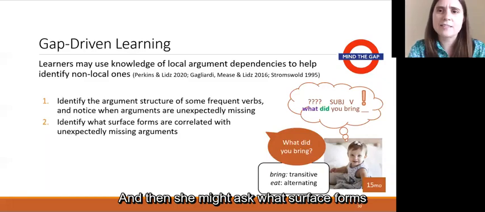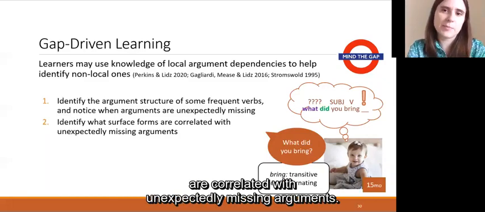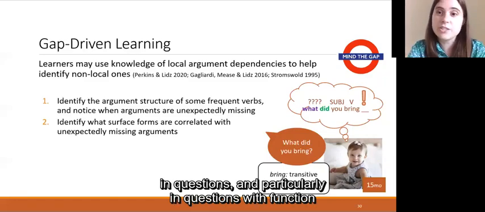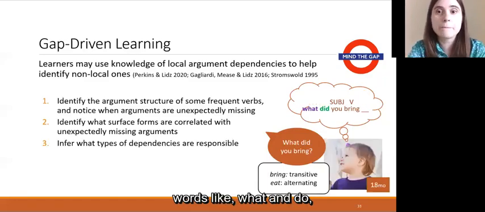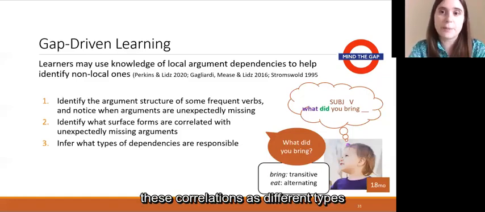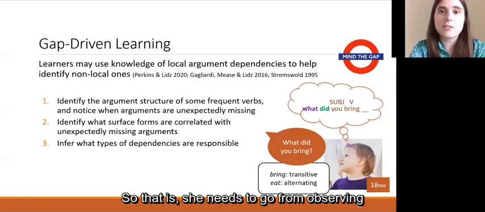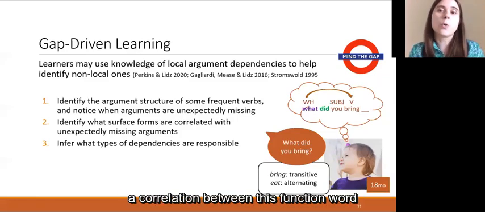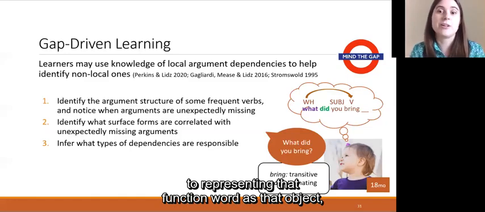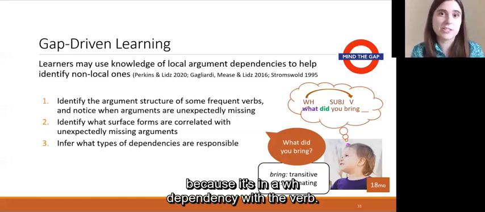And then she might ask, what surface forms are correlated with unexpectedly missing arguments? So she might notice that this happens a lot of the time in questions, and particularly in questions with function words like what and do, until finally she's in a position where she can explain these correlations as different types of grammatical dependencies. So that is, she needs to go from observing a correlation between this function word and the missing direct object to representing that function word as that object because it's in a WH dependency with the verb.